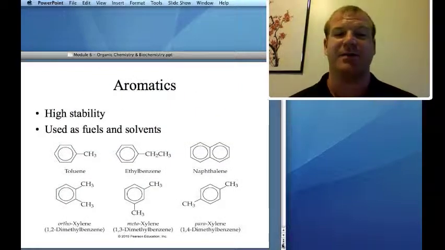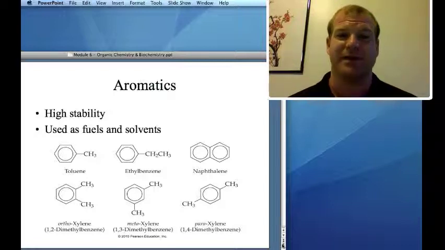Aromatics, so these are hydrocarbons. They have particular stability, but they're also called aromatics because they smell really, really strongly. Benzene smells really strongly. Most people haven't smelled straight benzene. Toluene, though, I like the smell of toluene. That's the smell that they have in glues.